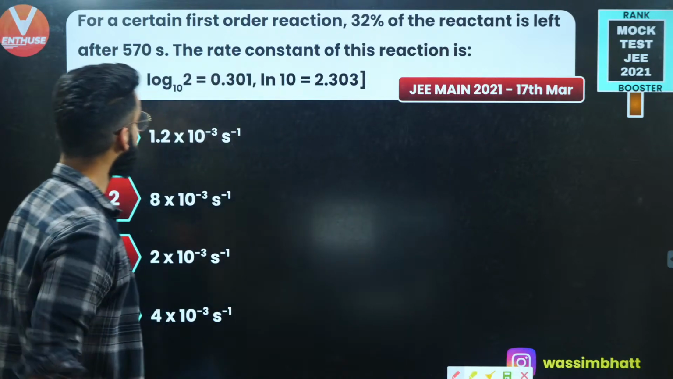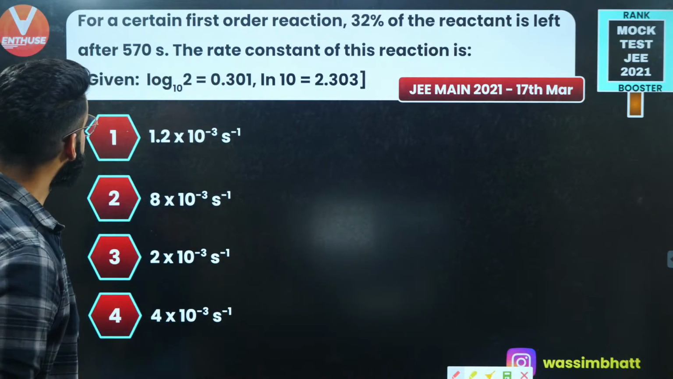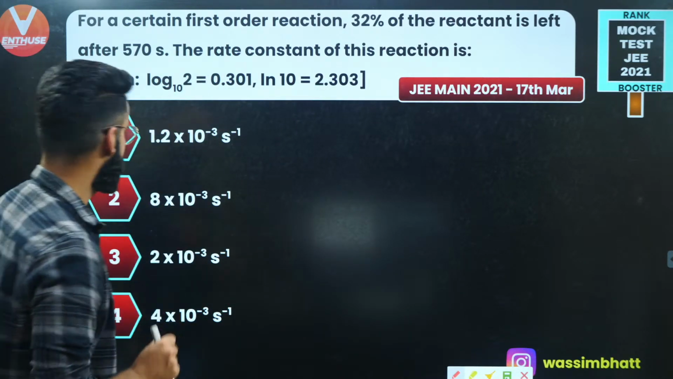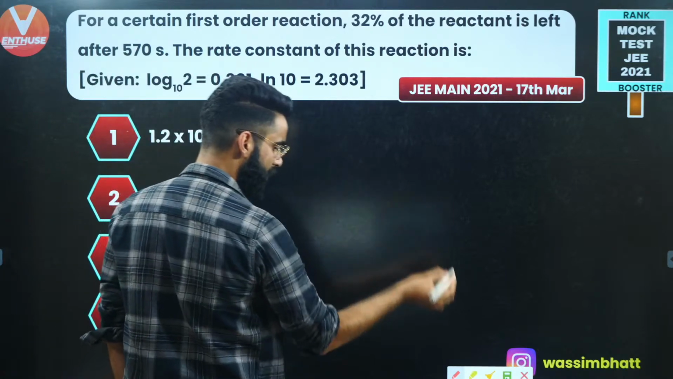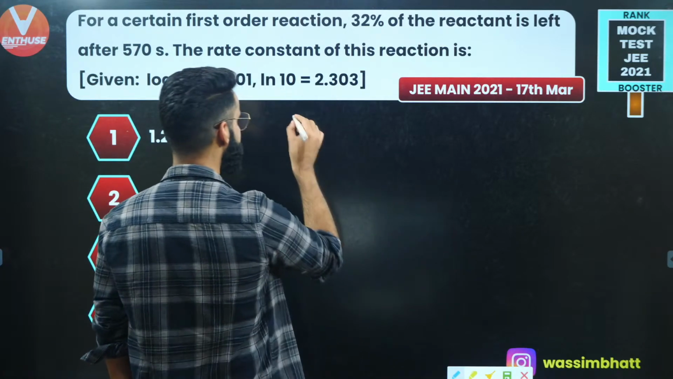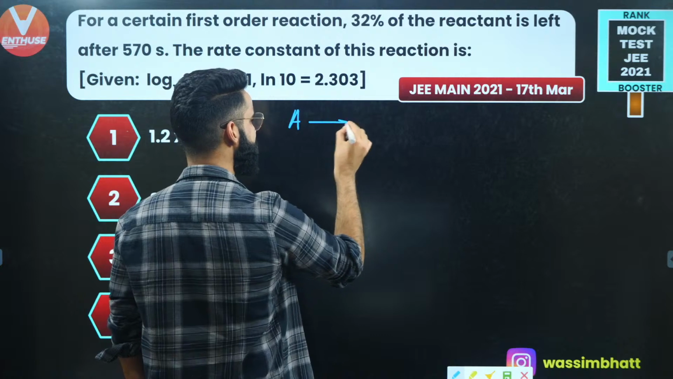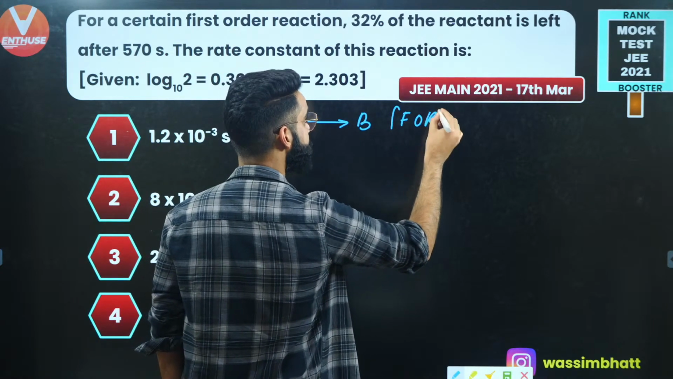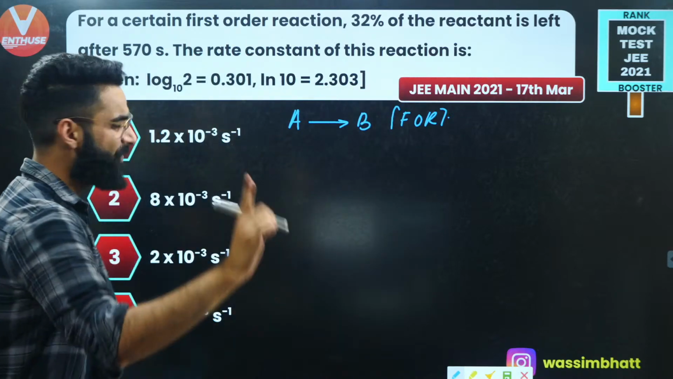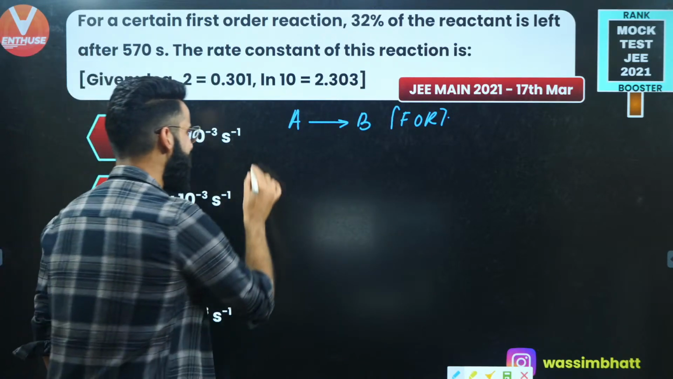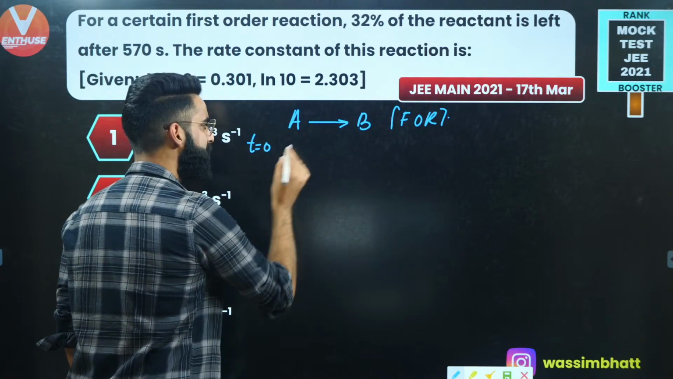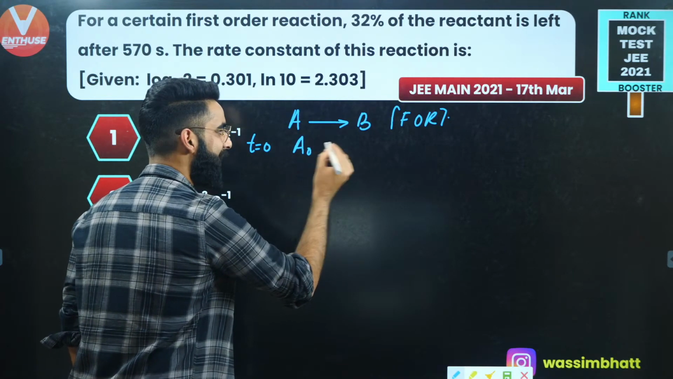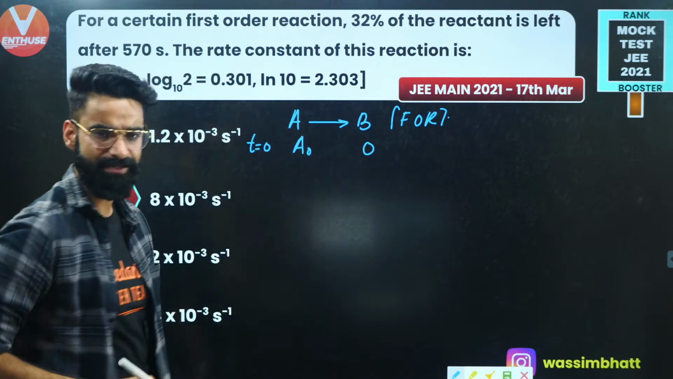Well, people, as far as the question is concerned, for a certain first order reaction, I'm given with the first order reaction. Let's say the reaction is A gives B. Its order is 1. It's a first order reaction. First thing, at time t equal to 0, for example, the concentration of reactant is A0 and the concentration of product is 0.